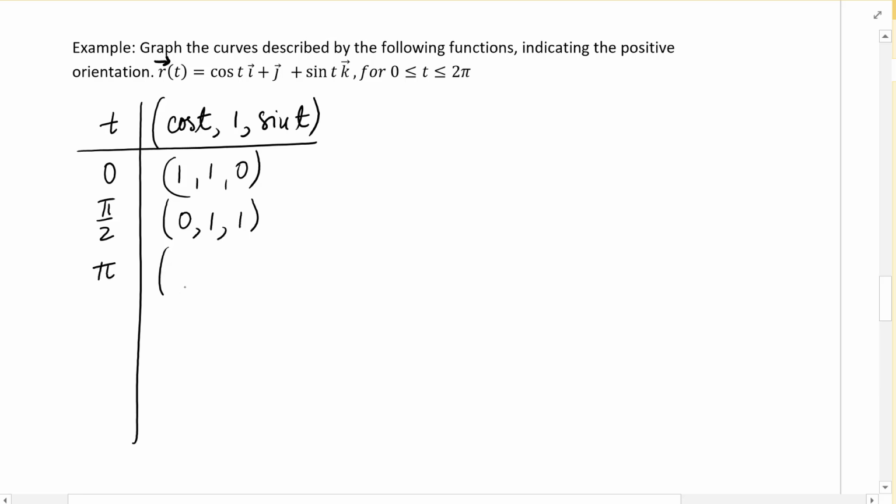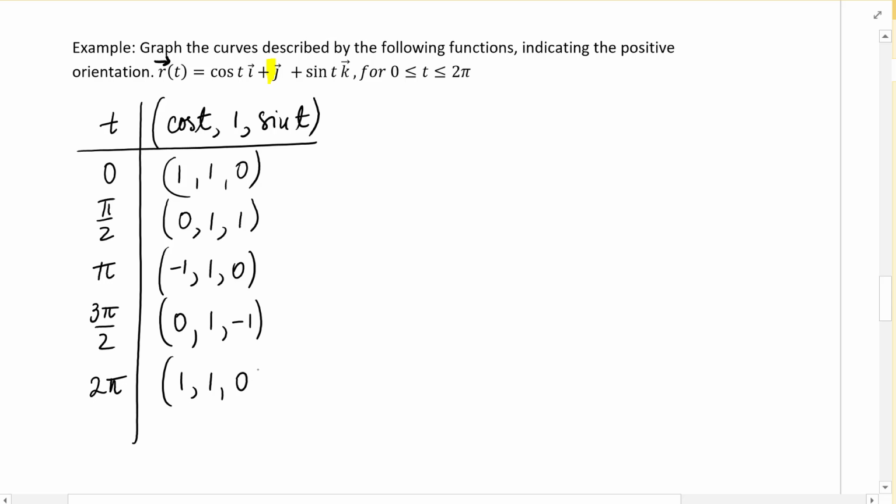Pi: cosine of pi is negative 1, 1, right, this middle one is 1 all the time, and then sine of pi, which is 0. 3 pi over 2: cosine of 3 pi over 2 is 0, 1, and sine of 3 pi over 2 is negative 1. And at 2 pi, we go back to the start, so we get 1, 1, 0. So let's plot this.